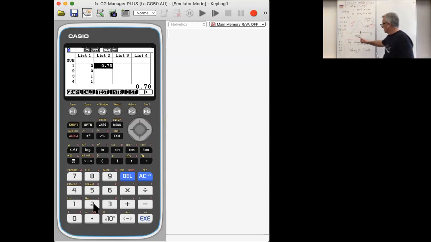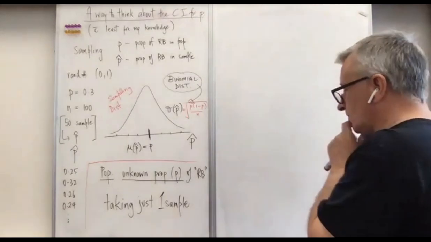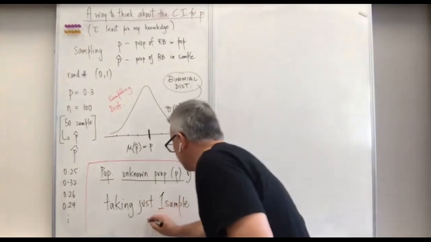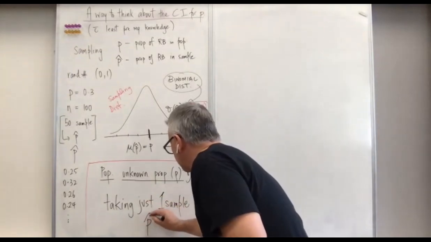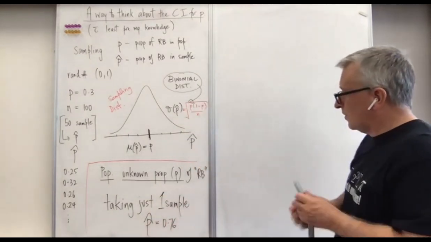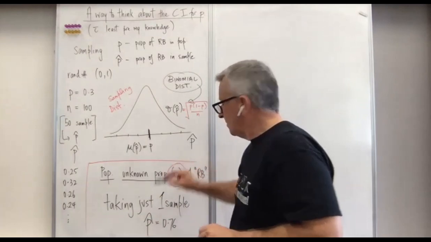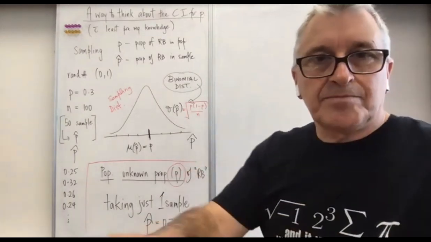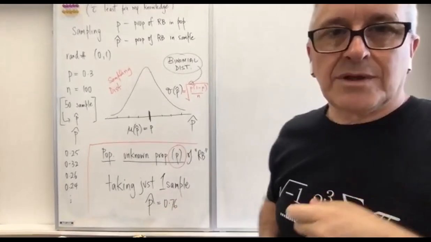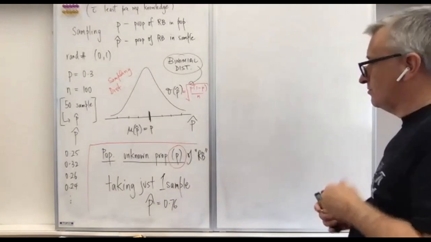So 0.76. Let me unshare that. Okay. So taking just one sample, I got a sample proportion of 0.76. And the question is, what is that unknown value there? And let's just get that down there like that. Beautiful.